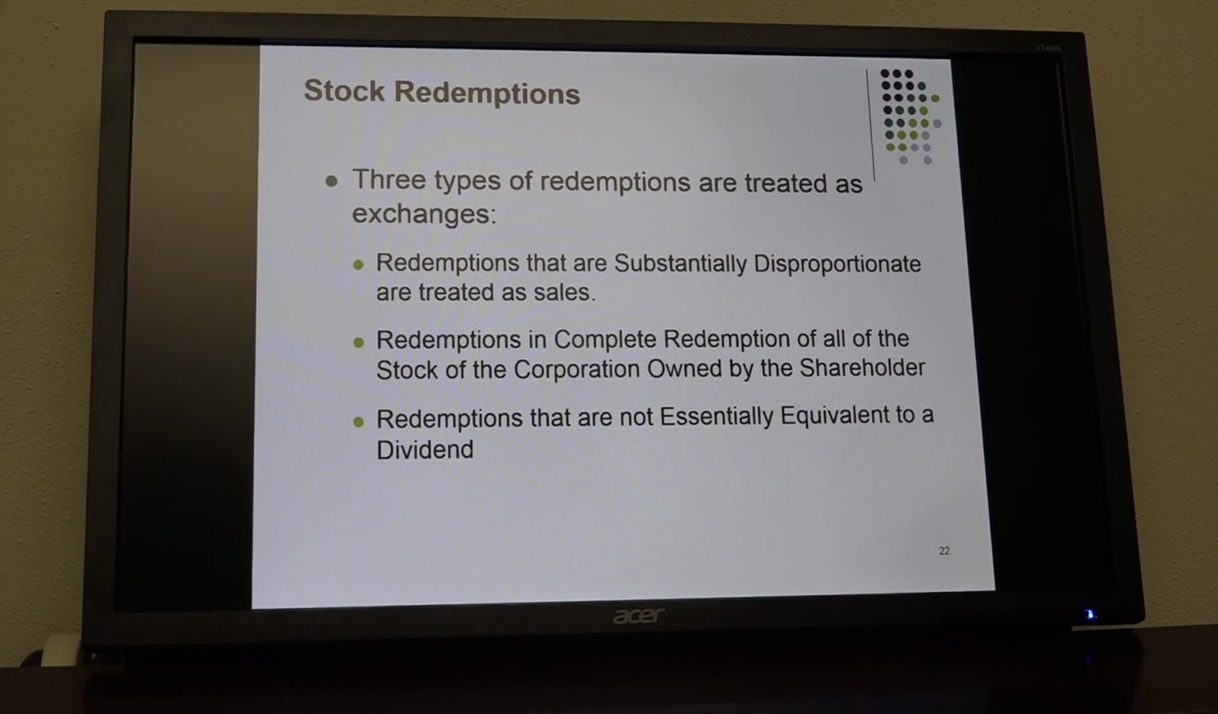So, anyway, those are the things you have to prove in order for a redemption to be treated as a sale and thus subject to capital gain, thus subject to a recovery of basis. If it doesn't meet these requirements, what happens? Well, it's treated as a dividend. All right, I think that's about it.